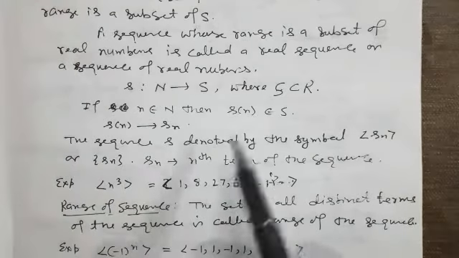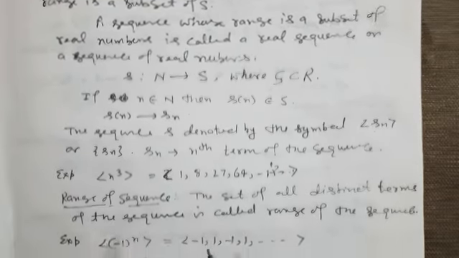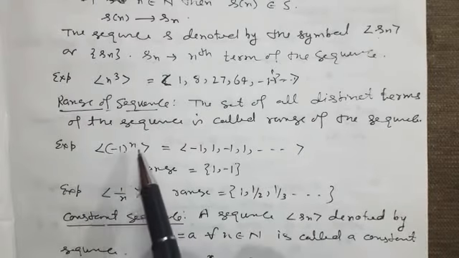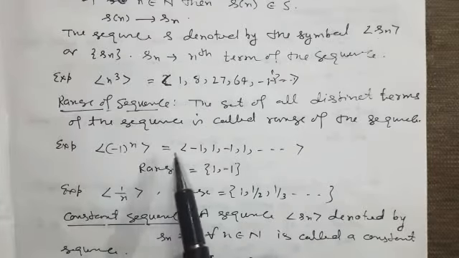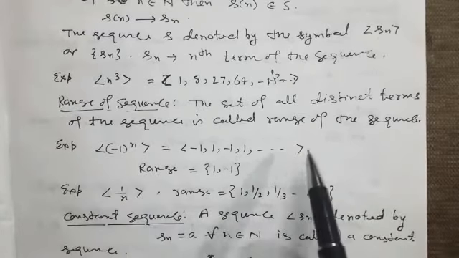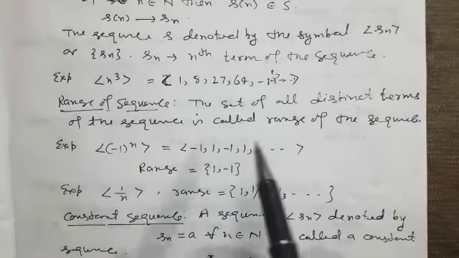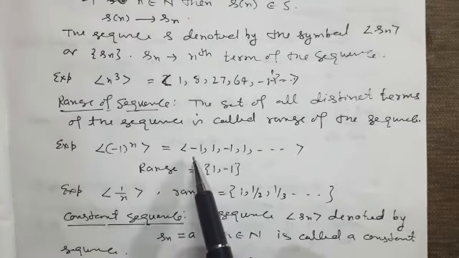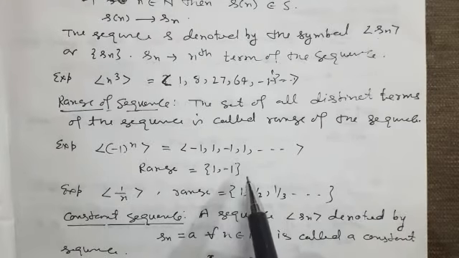Now, what is the range of a sequence? The range of a sequence is the set of distinct elements of the sequence. For example, if we take the sequence (-1) to the power n, then put n equal to 1, 2, 3, 4, and you will get the sequence -1, 1, -1, 1. Then the range of this sequence is the set of all distinct elements of this. There are only two distinct elements, -1 and 1. So therefore the range set will be {1, -1}.